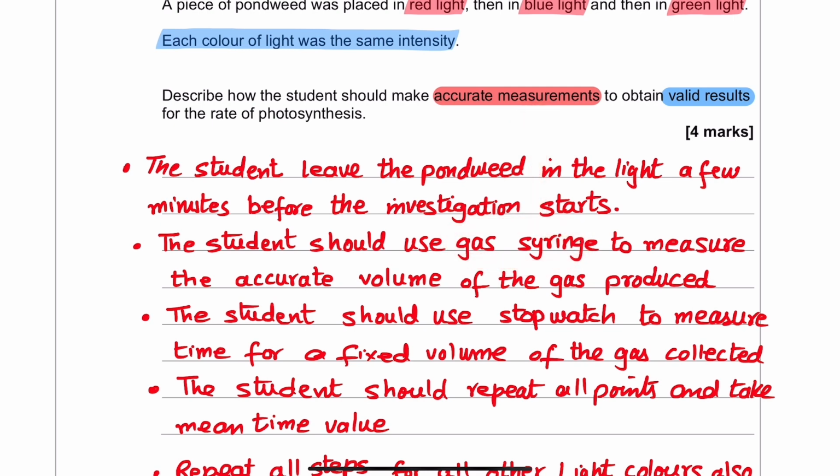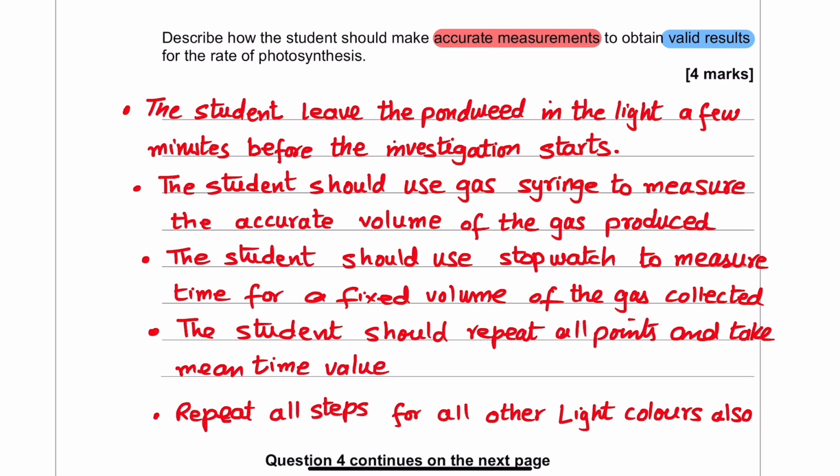The student should use the stopwatch to measure the time for the fixed volume of the gas produced. So the stopwatch is another way which helps to bring us more accurate measurement. The student should repeat all points and take the mean time value. Repeat all steps for all other light colors also.